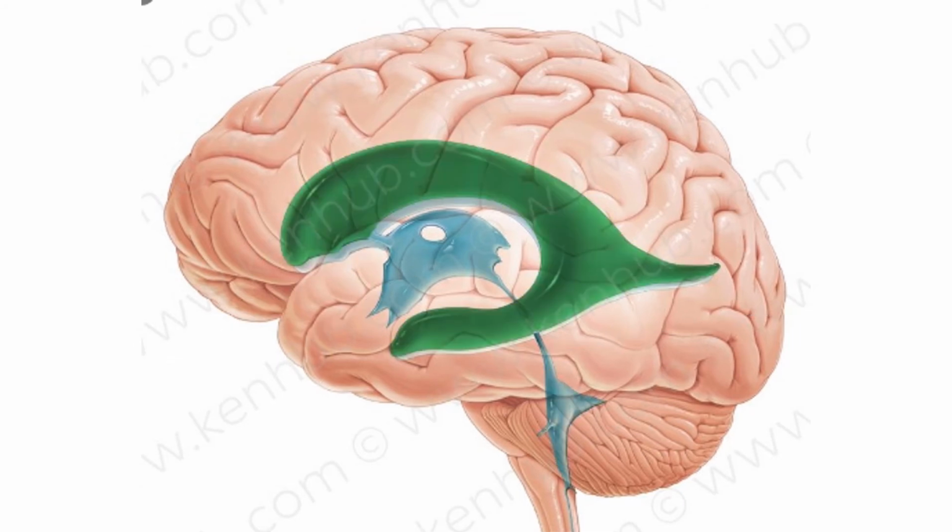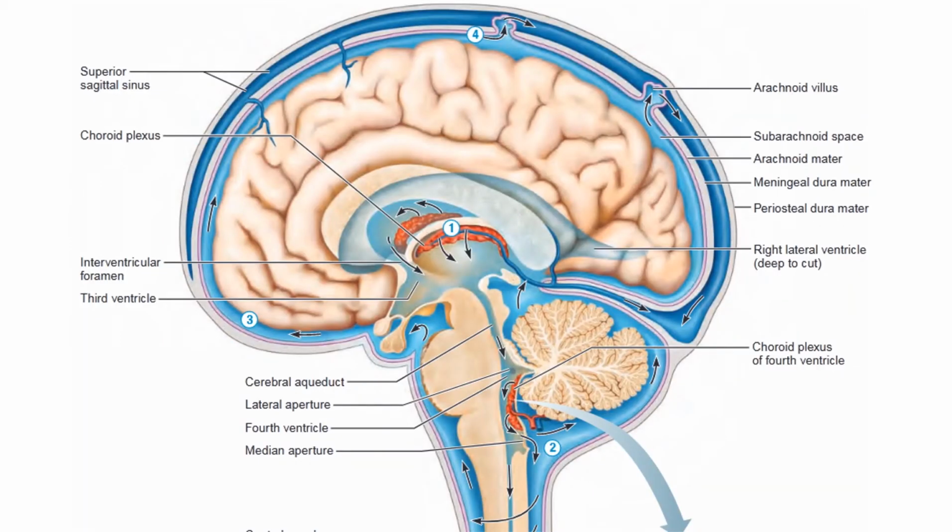This is a good exercise for you to recognize what is the green structure and the different parts of the ventricular system of the brain. Here is the story of cerebrospinal fluid. From where is it produced? It is produced by special capillaries in the roofs of the ventricles. So here is a lateral ventricle, and it has special capillaries called choroid plexus.